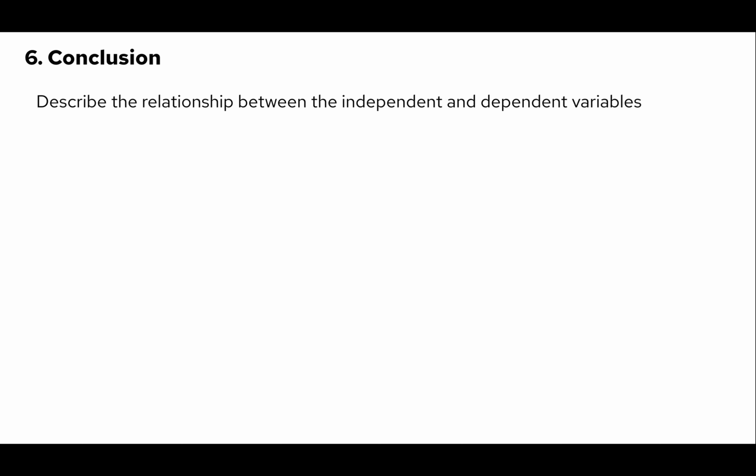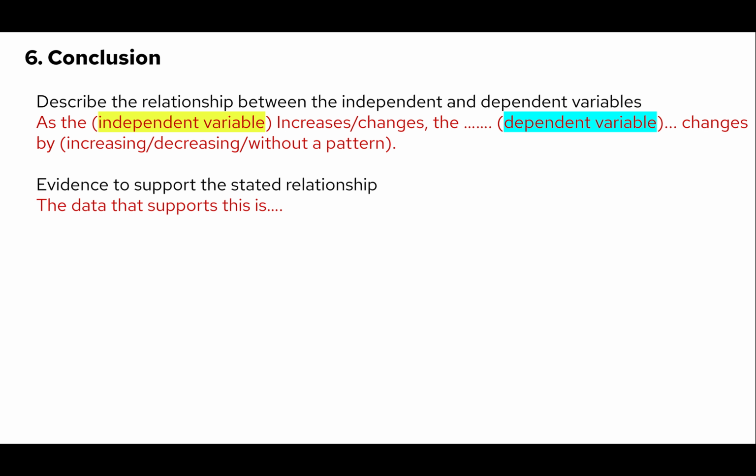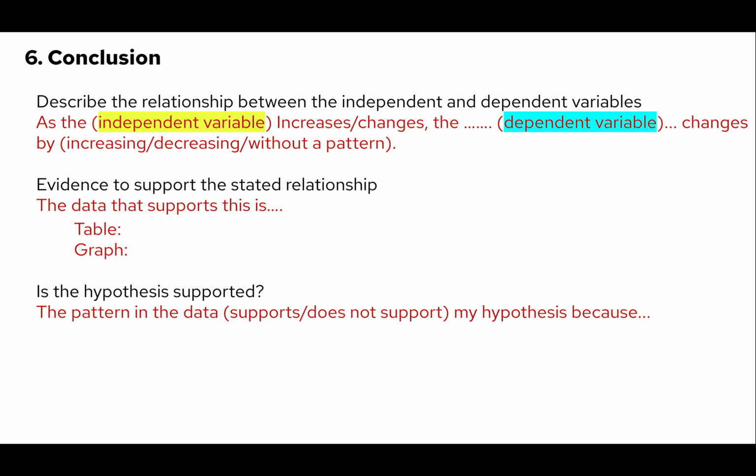You're going to describe the relationship now between the independent and dependent variables. So you would say, as the, whatever your independent variable is, increases or changes, what happens to the dependent variable? How does it change? Does it increase, decrease, or is there no pattern? Then you're going to have evidence to support the stated relationship. You say the data that supports this is, and you would say it in your table and also in your graph. Then you want to find out whether or not your hypothesis was supported. So you'd say the pattern in the data either supports or does not support my hypothesis, and then explain why.